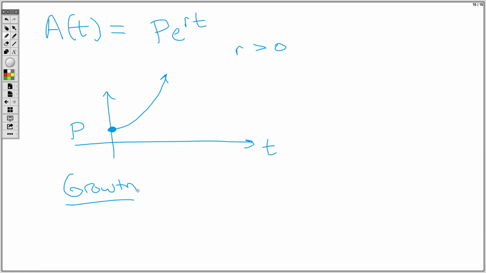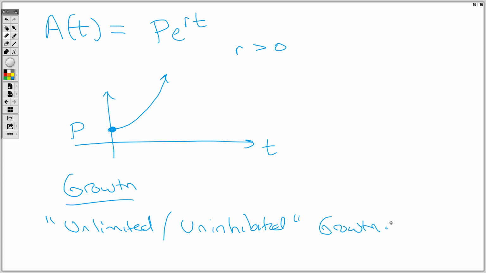Okay? And so this is a classic growth curve. This same phenomenon is called unlimited or uninhibited growth. Basically, the underlying principle here is the more you have, the faster it grows. Hopefully that makes sense because we're looking at a percentage growth here. So the more you have, the faster it grows. That's the underlying principle here. All right?